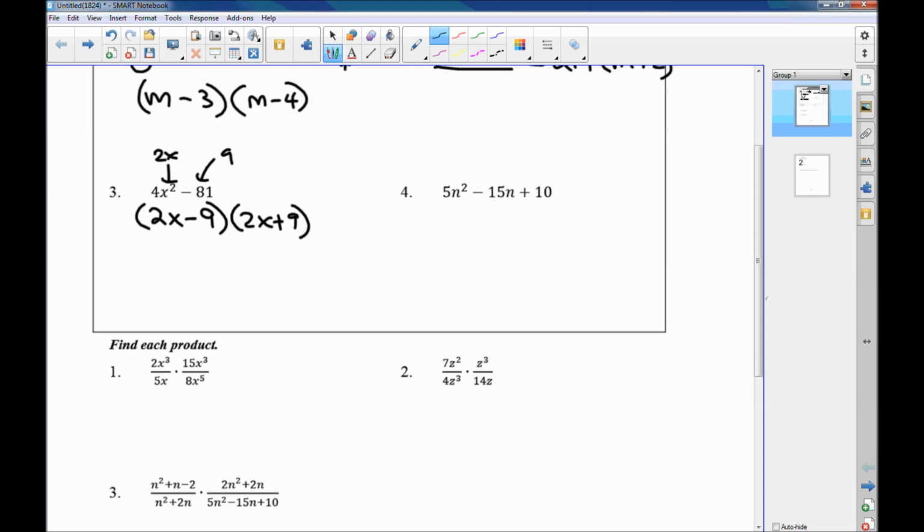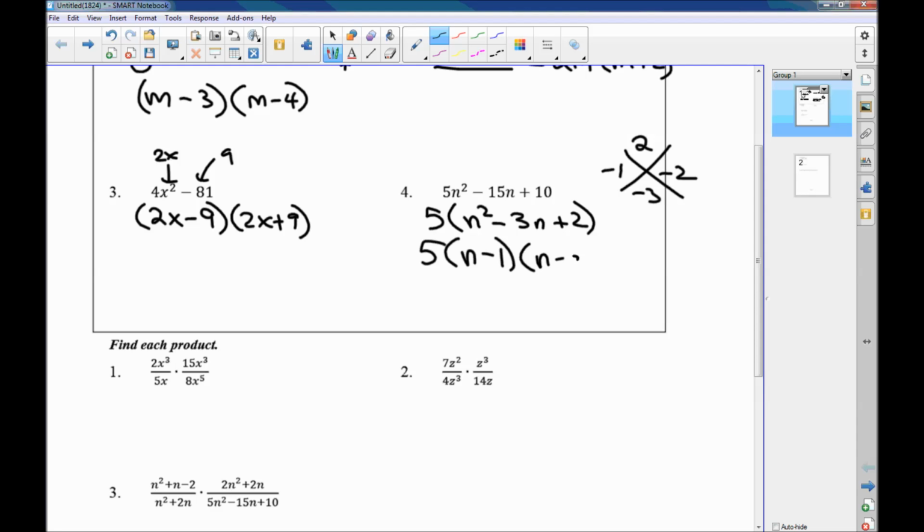Okay. And then number 5, this is much easier if you factor out the common monomial of 5 first, at least behind n squared minus 3n plus 2. So we factored out that monomial of 5. And what's left is still a trinomial, and this one can be factored. We're thinking of two things that multiply to 2 and add to -3, which are -1 and -2. So this will factor into n minus 1 and n minus 2.